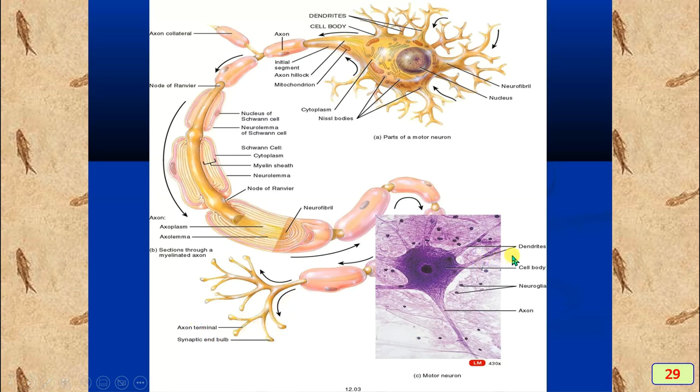So inside the cell body, the dendrites are the structures which have the cell body, neuroglia, axon, etc. So this has multiple structures, and the Schwann cells are the protective layers to the axon, and also the myelin sheath and neurolemma. And in between, the nodes of Ranvier are present, which are not exposed or covered by the Schwann cells.